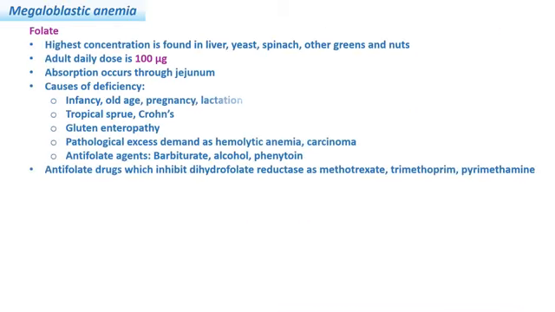Come to folate: highest concentration is found in the liver, yeast, peanuts, other grains and nuts. Adult daily requirement is 100 microgram. Absorption is through the jejunum. Causes of deficiency: excessive requirement, as in infancy, old age, pregnancy, lactation; tropical sprue, Crohn's disease, gluten enteropathy; pathological excess demand as in hemolytic anemia, carcinoma; antifolate agent use, barbiturate, alcohol, phenytoin; antifolate drugs which inhibit dihydrofolate reductase like methotrexate, trimethoprim, and pyrimethamine.